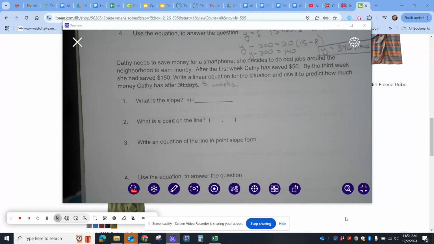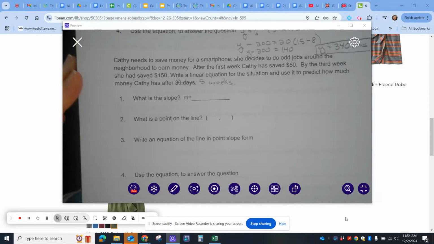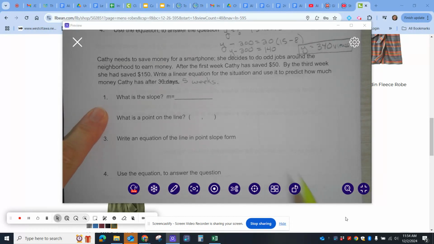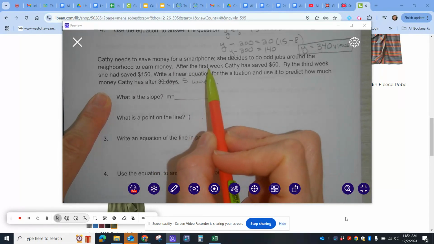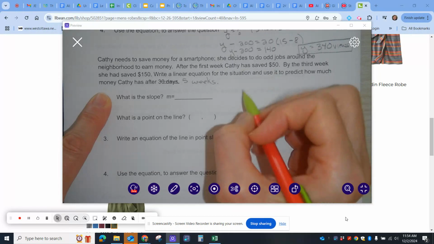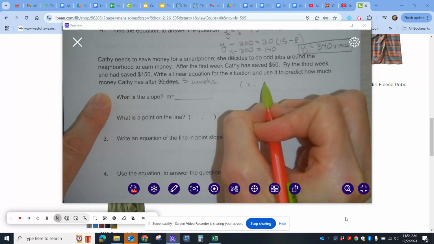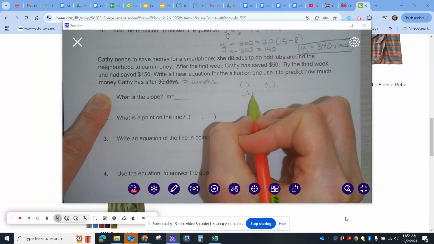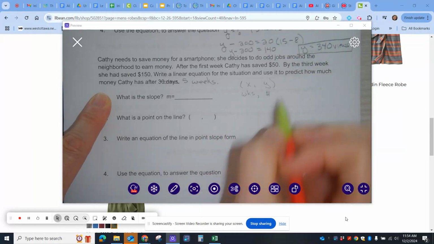Now, when I read that, I didn't notice anything that sounded like a rate. So if they don't give you the rate or the slope, then they have to give you 2 points. So let's think about what we know here. After the first week, Kathy has saved $50. So I'm thinking my x is weeks and my y is dollars.